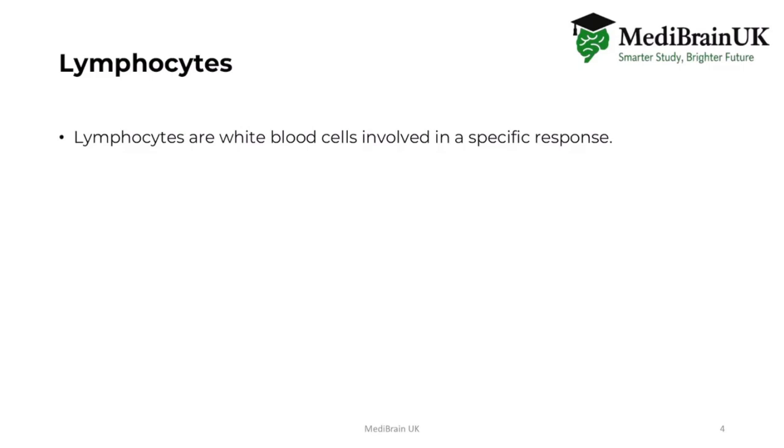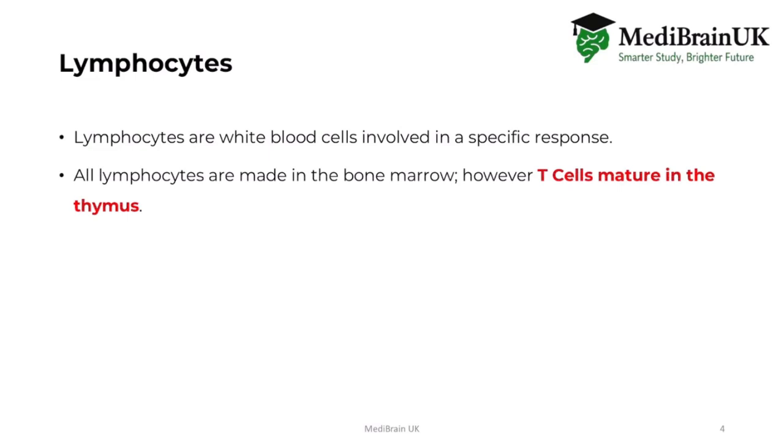Okay, first thing first, you need to know where lymphocytes are made. All lymphocytes are made in the bone marrow. In the human bone marrow, that's where all your white blood cells, your lymphocytes, are made. In today's lesson, we're going to focus on T cells, and T cells mature in the thymus. So different location: they are made in the bone marrow and they mature in the thymus.